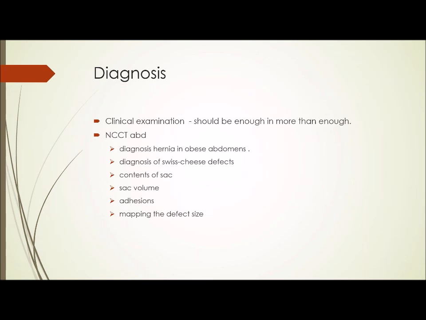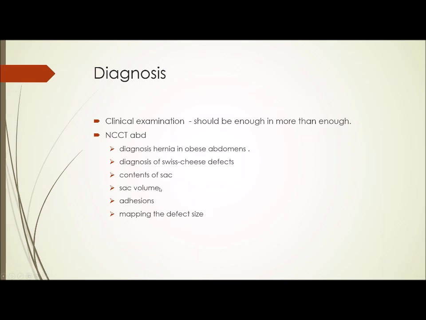Clinical examination should be more than enough, but remember one thing: it should not be enough for proceeding with surgery. Why? Because you have to diagnose what? Number one, Swiss cheese defects in these patients. So do a CT examination. Also, in those patients who are very obese, a diagnosis of incisional hernia is very difficult. You may feel that there is something there, but you're not able to feel the bulge. So number one, diagnosis of a hernia in a very fat abdomen. Number two, diagnosis of Swiss cheese defects. Number three, the contents of the sac, sac volume, adhesions, and mapping of the defect site.